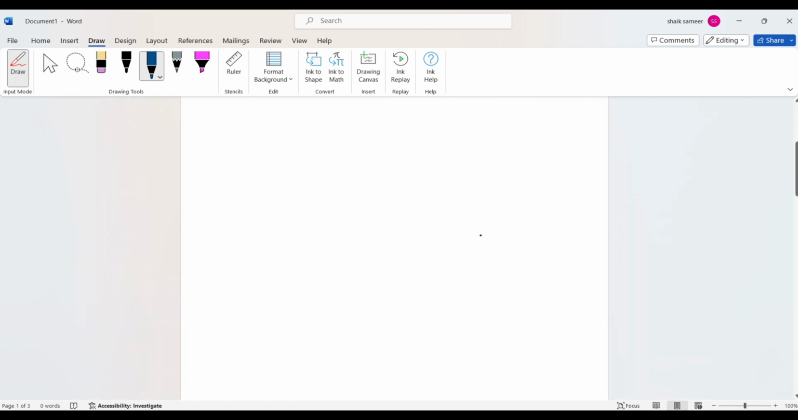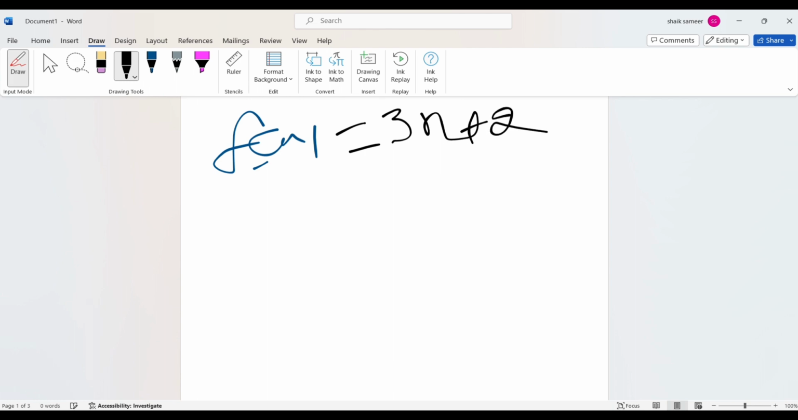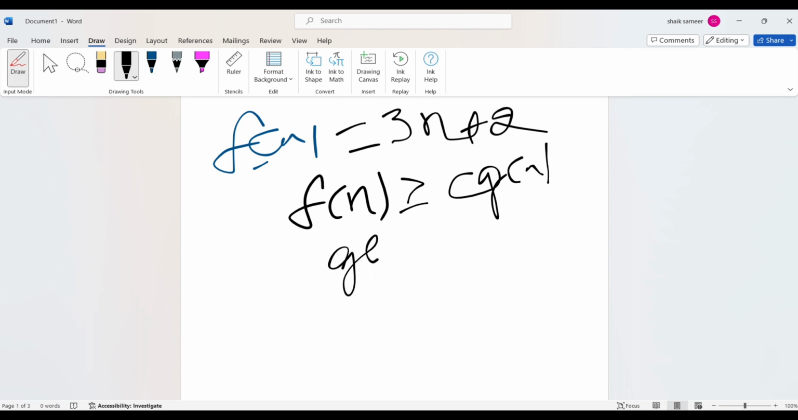I hope you can see the screen. When you look into this, f of n is given as 3n plus 2. According to big omega notation, f of n greater than or equal to c into g of n, where g of n equals n. Why g of n equals n? I already explained in big O notation. f of n is a linear equation, so the power is 1. So g of n becomes n, because it is the highest degree power in f of n. Let us solve according to this condition.